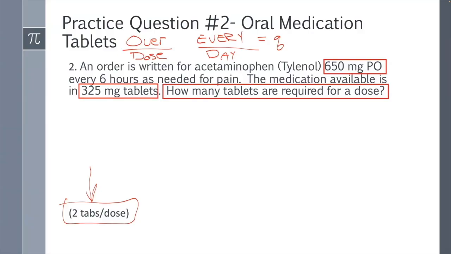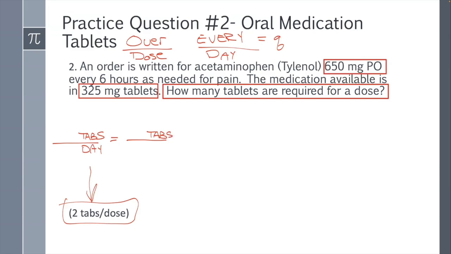When does that matter? We said over is for dose, but every is for the day. If they would have asked me how many tabs per day is this patient going to receive, which is important sometimes, especially if your patient is going to be going home and they're trying to figure out how many tablets of medication they're going to need to buy. Maybe they're trying to budget. Maybe got to get the social work involved. Who knows, right? But maybe we need to figure out how many tablets they need to take.